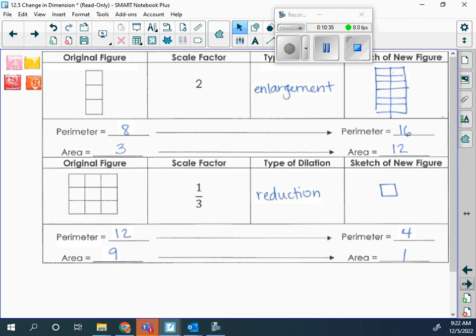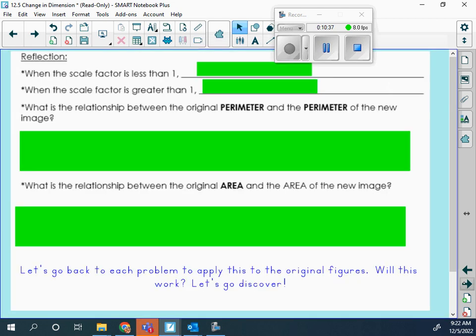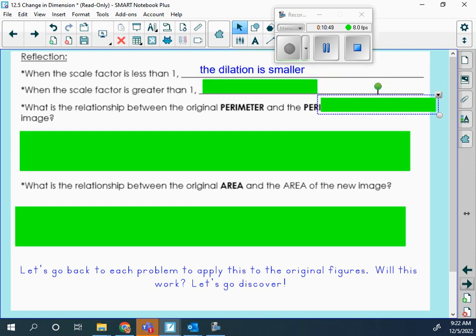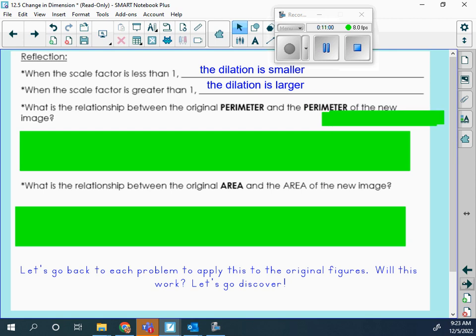So now what I want, because I think I just saw a bunch of light bulbs go off, on the bottom of the page, let's see what we can figure out. First of all, when the scale factor is less than 1, everybody should know that one, right? That is, the dilation gets smaller. Or reduction, that's a good word. When the scale factor is greater than 1, it gets bigger, it's an enlargement, okay? Now, here's what I was trying to get you to find.